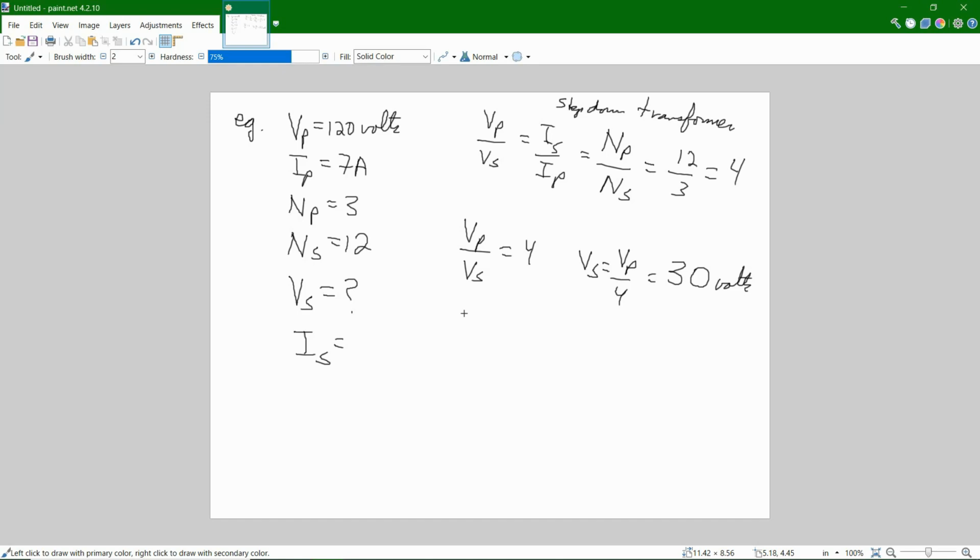And I can get IS here. IS over IP equals 4 as well. So IS is 4 times IP. So 4 times 7 is 28 amps. So the current goes up and the voltage goes down, but the products of them have to be the same, right? VP times IP.